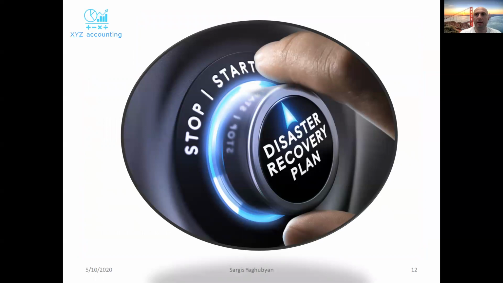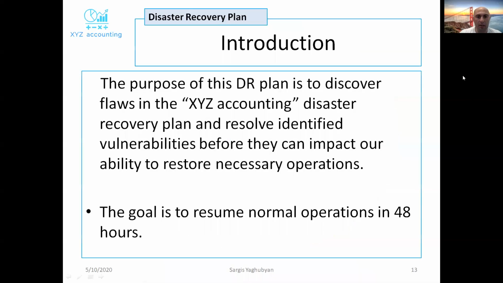Disaster recovery plan. In the disaster recovery plan, I'm going to cover our main goal, which is to create a comprehensive disaster recovery plan and to ensure that in our company, XYZ company, all computer systems are backed up and we will quickly recover from any incident or disaster. Our goal is to resume normal operations in 48 hours. We will also cover some areas that we will need to address in case of disaster as well.